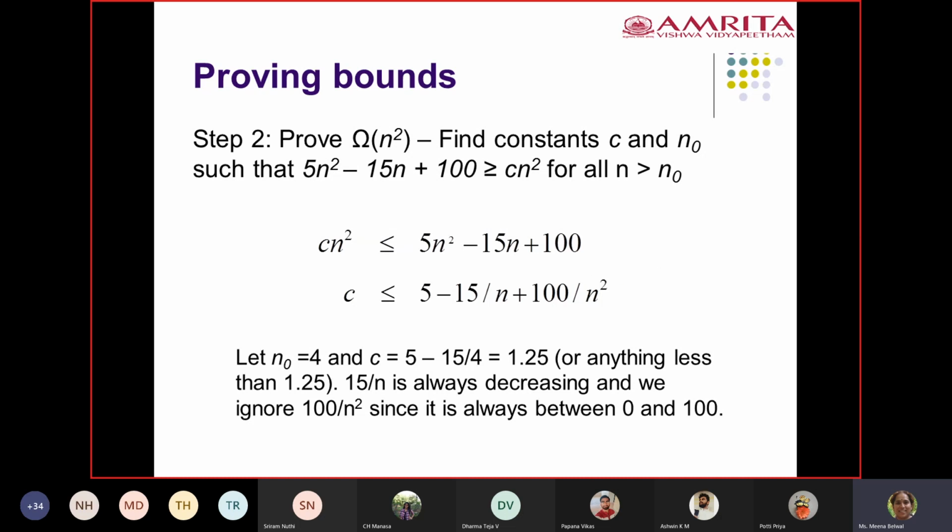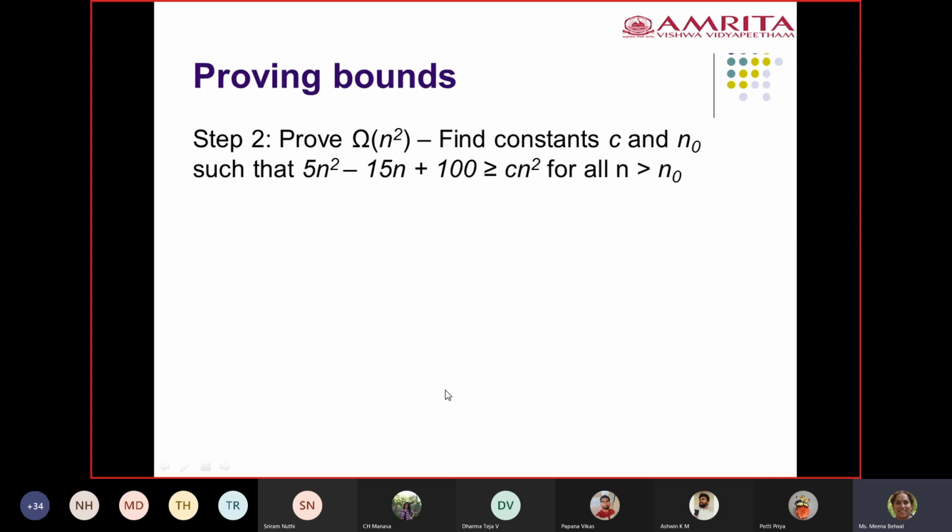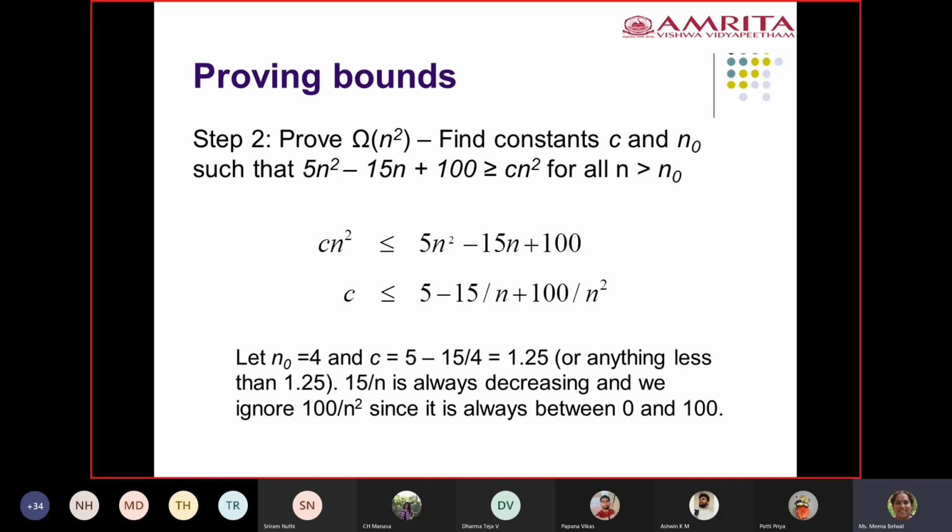Certainly we saw here, when I wanted to prove that it is theta n square, I considered n greater than n0, and I selected n0 as 1 here, and then I found out C. And here also we selected n0, and I said let it be 4. So what will finally be my answer?